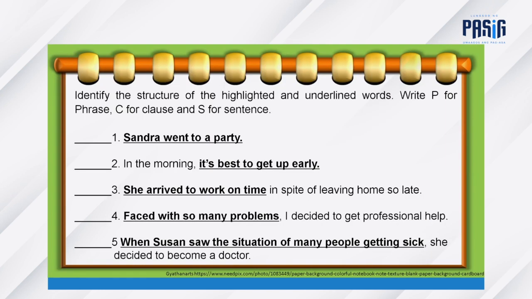Let's practice. Identify the structure of the highlighted and underlined words. Write P for phrase, C for clause, and S for sentence. Number 1. Sandra went to a party. Number 2. In the morning, it's best to get up early.